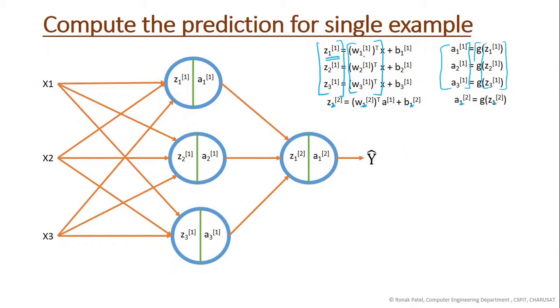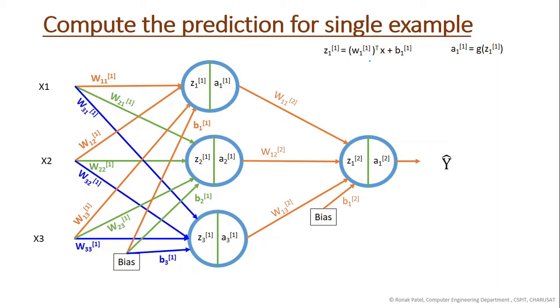Okay, one thing which is still confusing: why is there a transpose, right? So let's understand here. Let's understand the weights, and how to give the notation of these weights. So this is layer 1 that you know. This is layer 2, right?